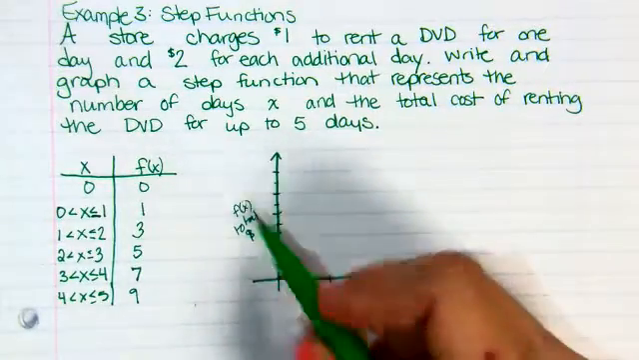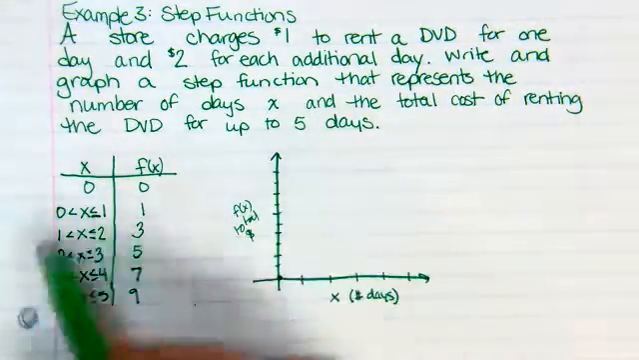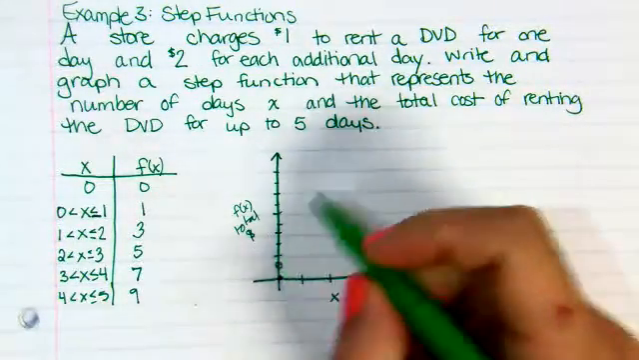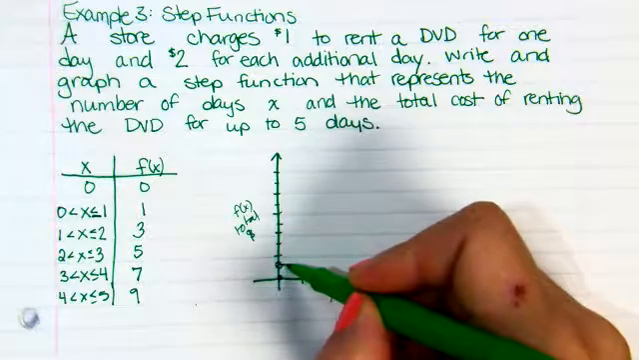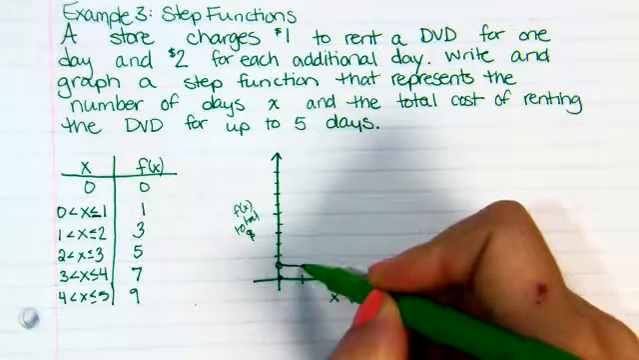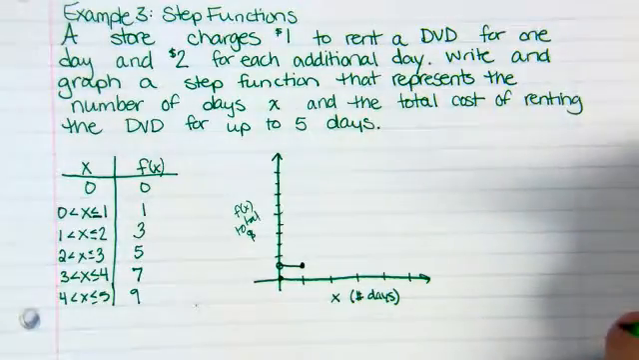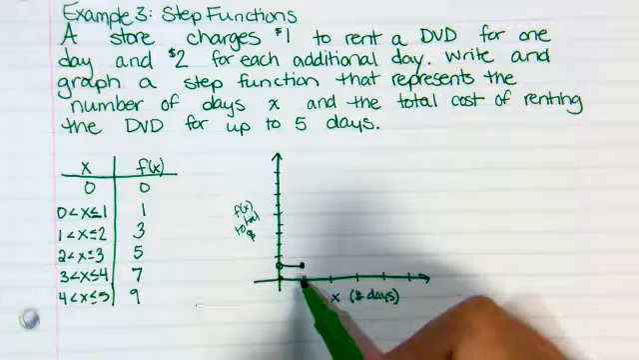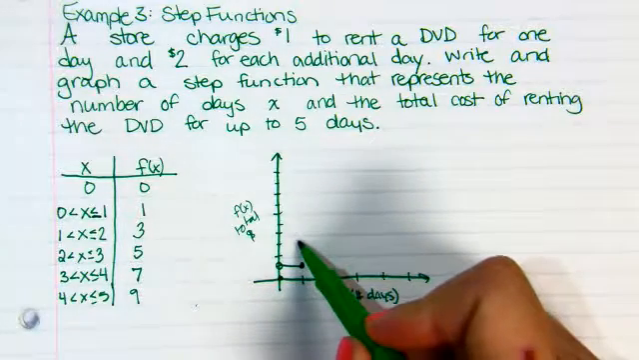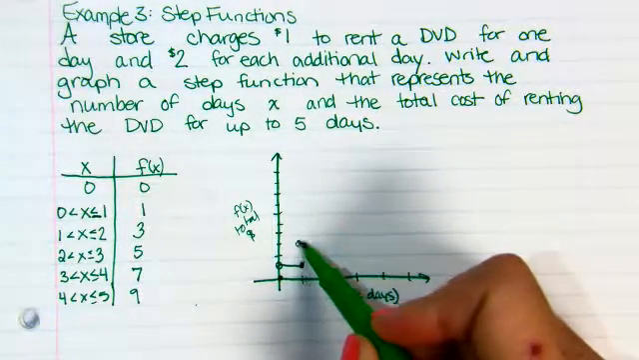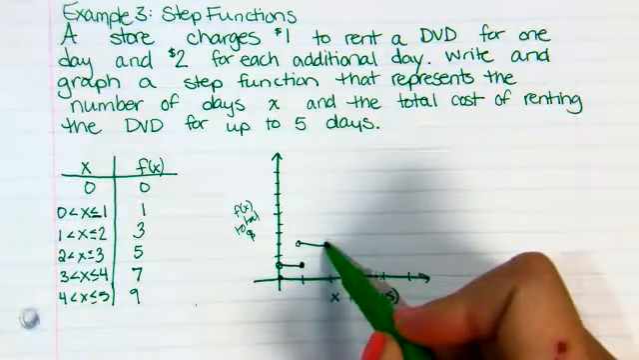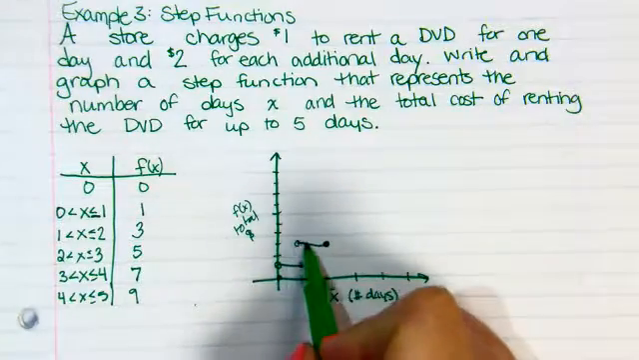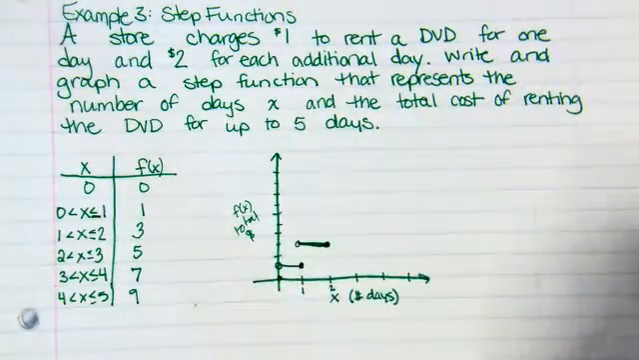So 0 days, I pay $0. But between 0 and 1, I pay $1. So I have an open circle at 0, and my graph is going to be 1 until I hit 1 day, and that's a filled in circle. And then any minute after 1 full day is going to jump me up to costing $3. So I'm going to have an open circle here and a filled in circle here. So anywhere between 1 and 2 days will cost $3.